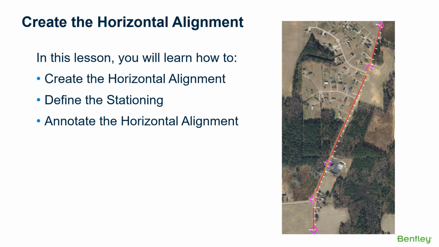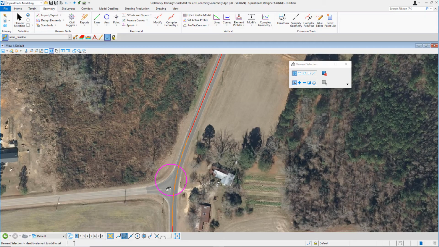In the previous lessons, we learned how to create the lines and the curves that make up the horizontal alignment. In this lesson, we're going to learn how to create the horizontal alignment by joining together those geometric elements. We're also going to learn how to define the stationing as well as annotate the horizontal alignment. So let's begin by fitting the view.